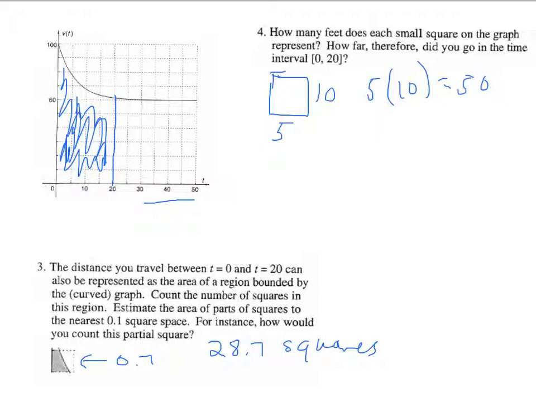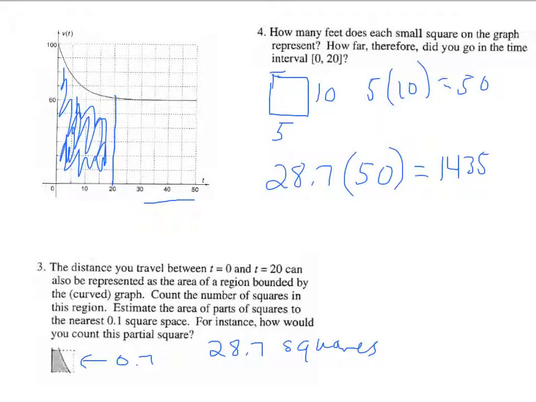All right. So how far, therefore, did you go in the time interval from 0 to 20? Well, for me, if I counted 28.7 squares, then I would want to multiply that by 50. And that's going to tell me that, for my estimate, it is about 1,435.